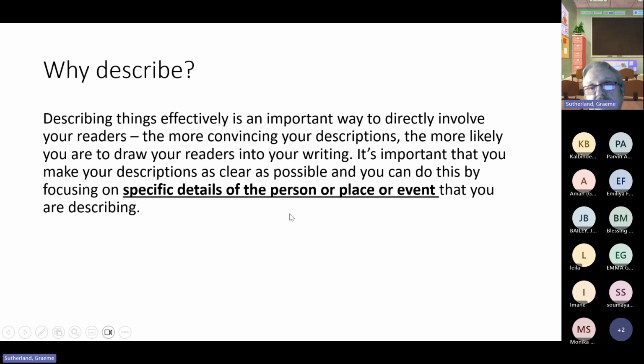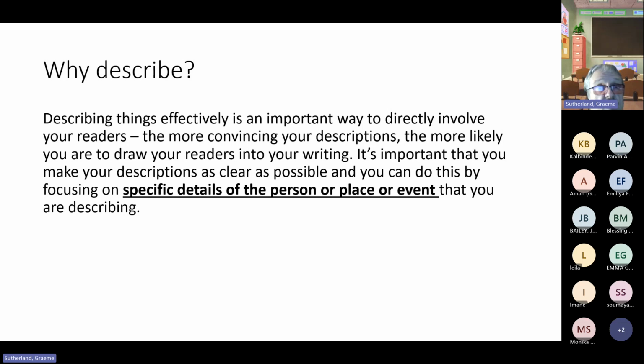Why describe? Well, describing things is an important way to directly involve your reader. The more convincing your description, the more likely you are to draw your readers into your writing. It brings the world of your writing to life, you see. It's important that you make your descriptions as clear as possible, and you can do this by focusing on specific details of the person or the place or the event that you are describing.